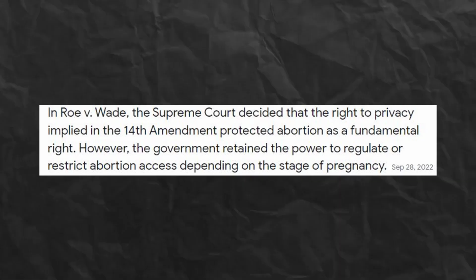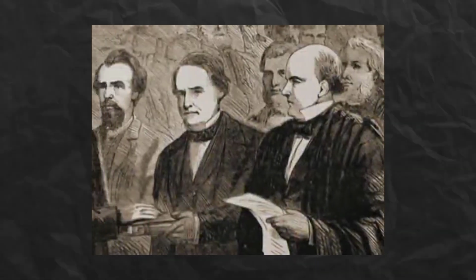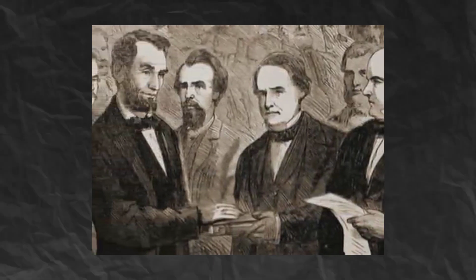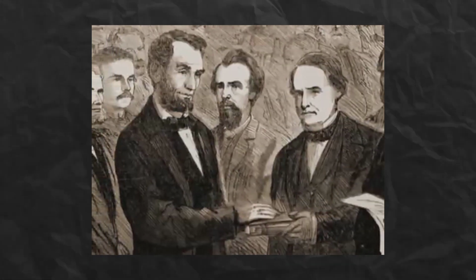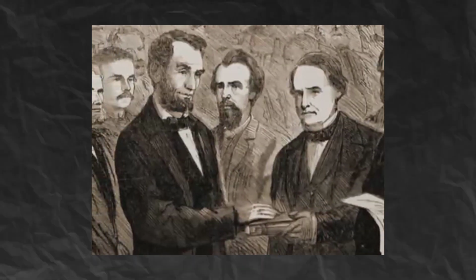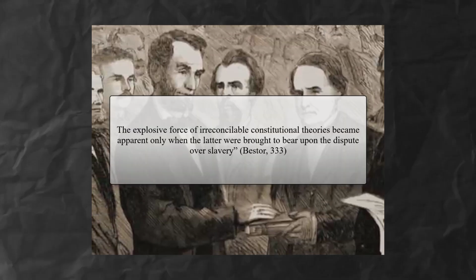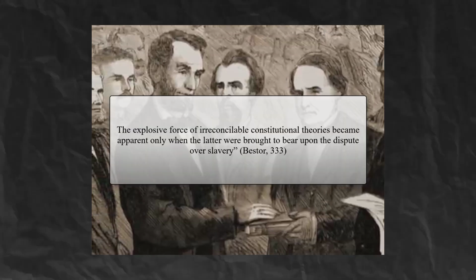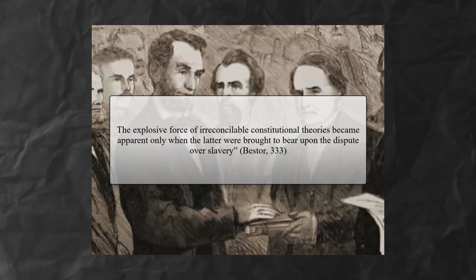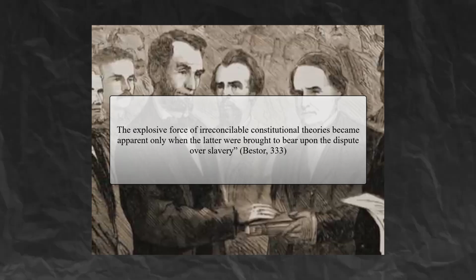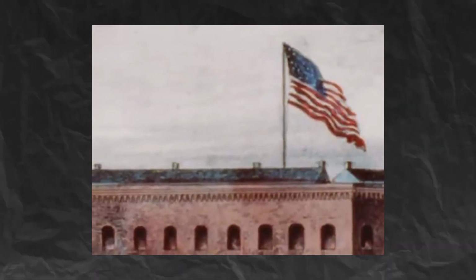Now, Bestor asserts that the clashing of these ideologies and those that held them was often minor and resolvable when involved with economic affairs. At the same time, he explains that these ideologies could not accomplish much when involved with the controversy of slavery. Bestor also writes, "The explosive force of irreconcilable constitutional theories became apparent only when the latter were brought to bear upon the dispute over slavery." The assertion being made is that slavery was a volatile issue and impacted politics strongly.